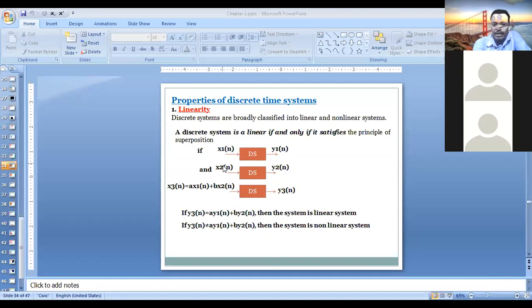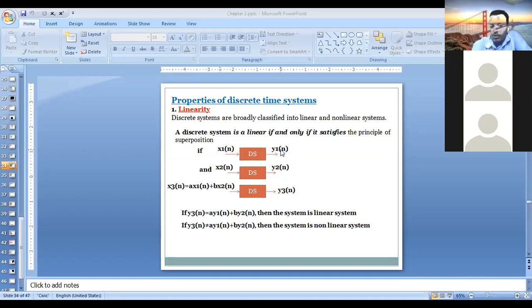take a discrete time system, apply input x1 of n, it generates output y1 of n. Apply another input to the same system, x2 of n, it generates another output y2 of n after processing. You know what processing means. So after processing, it generates two outputs for two individual inputs.